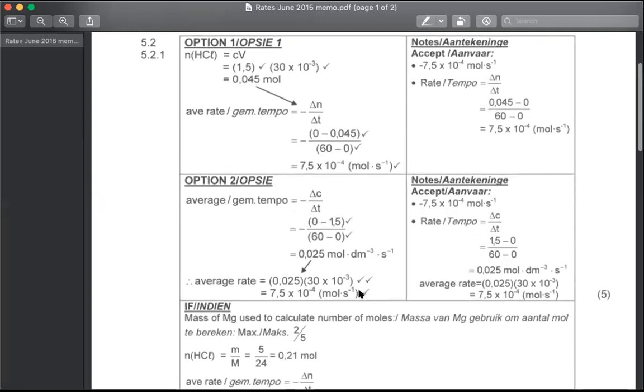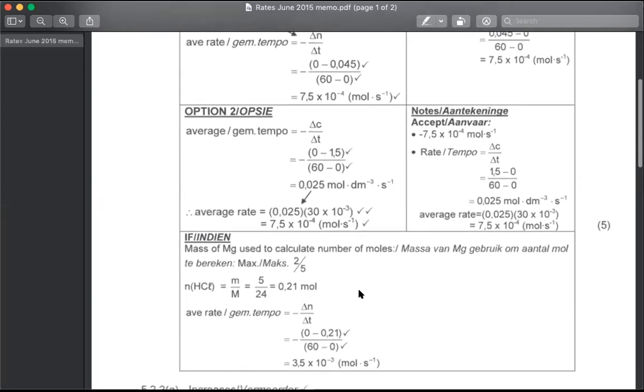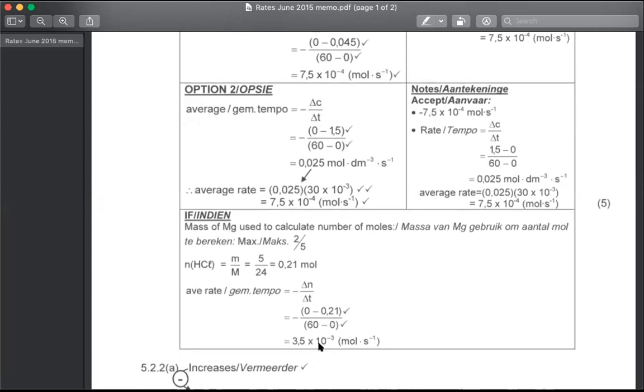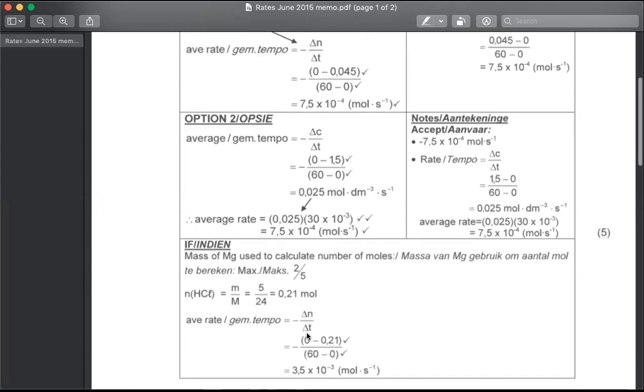Okay, there's the other option, the third option here. If mass is used, the mass of magnesium used to calculate the number of moles is equal to actual mass over molar mass. They gave you 5 grams. So 5 over 24, the molar mass, will give you 0,21 mole. So the number of moles will be 0,21 over 60, which gives you 3,5 times 10 to the minus 3 moles per second. So that's another option that they allow.